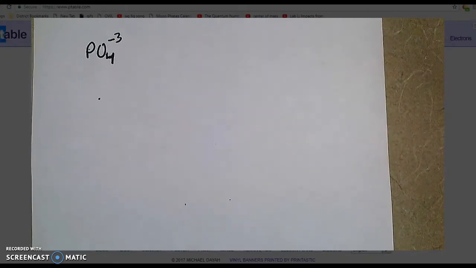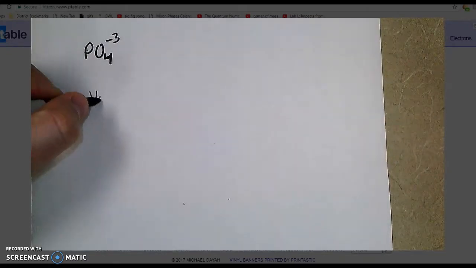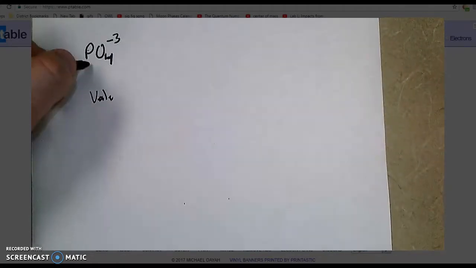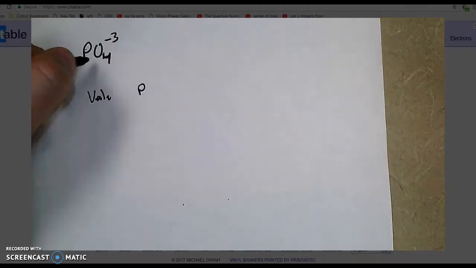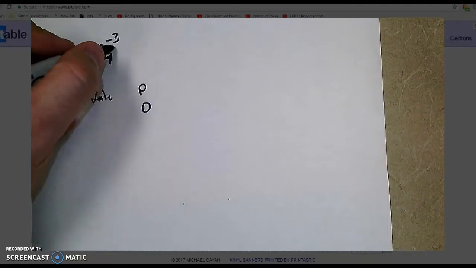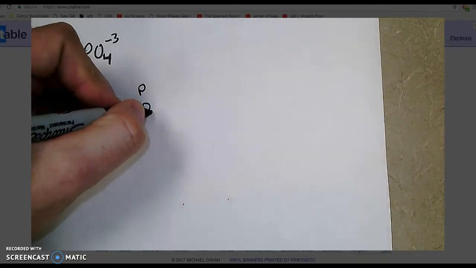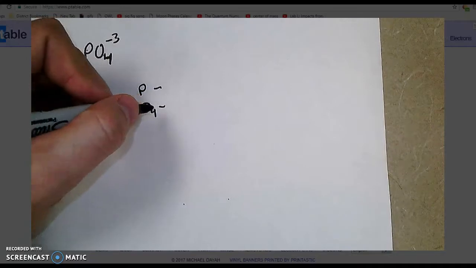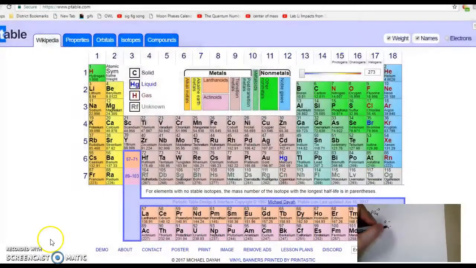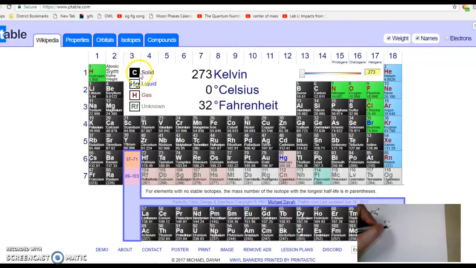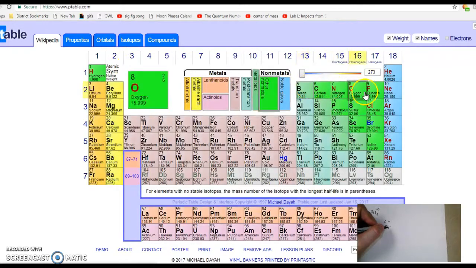So of course step one is to figure out our valence electrons. We're going to need to know the valence electrons for phosphorus, our valence electrons for oxygen, and then deal with this charge issue too. There are 4 oxygens here. So if we jump over to our periodic chart, our phosphorus is right here in column 5, of course. So our phosphorus has 5 valence electrons. Our oxygen has 6 valence electrons, and of course there's 4 of those to deal with.